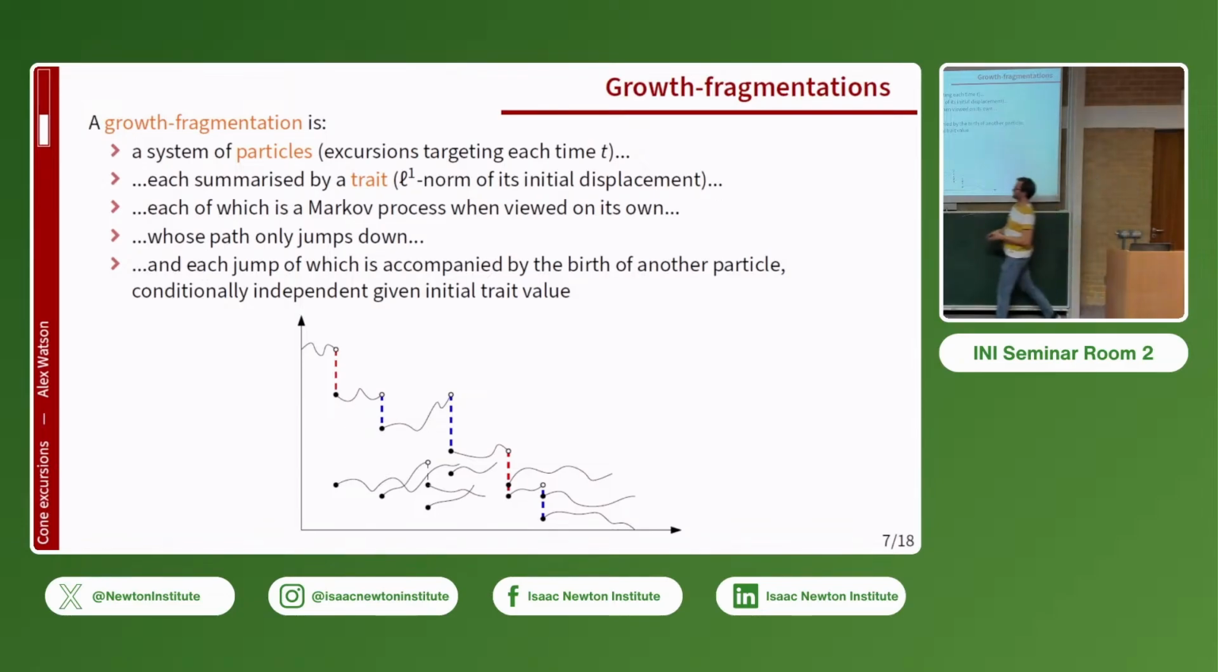So here, for example, I've got this path, initial particle going along. Here it jumps down. And remember that that jump down was because I cut out a bit of a cone excursion. But that cone excursion actually contains a bunch of other times. So it should get its own particle that lives on and does more branching and more cutting out and all of this stuff. So this is the picture.